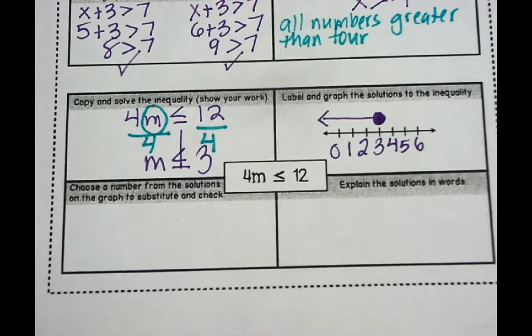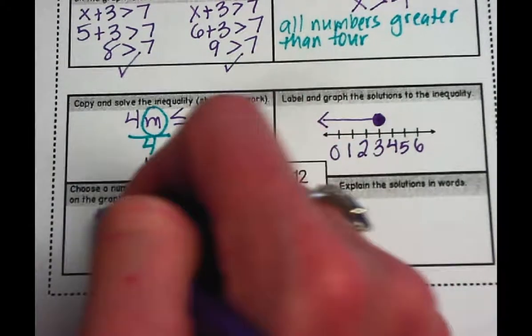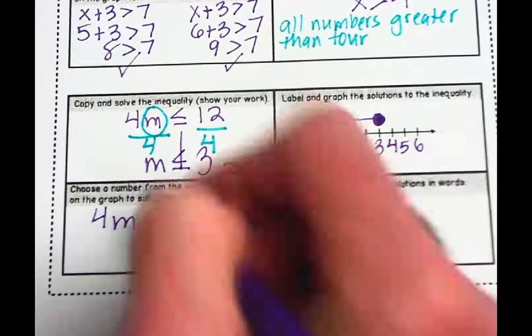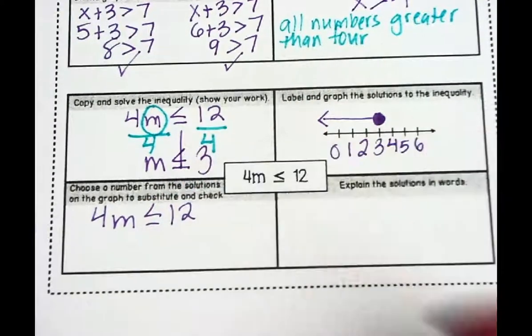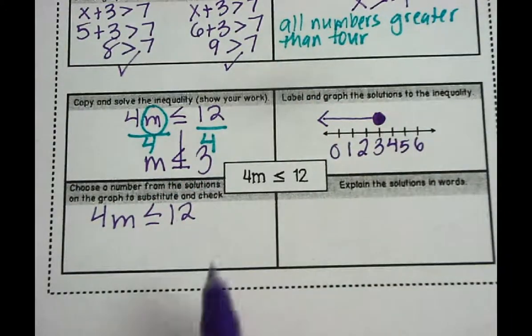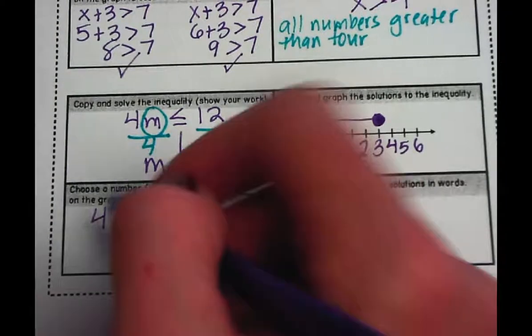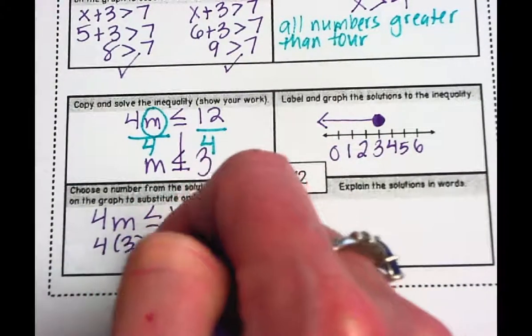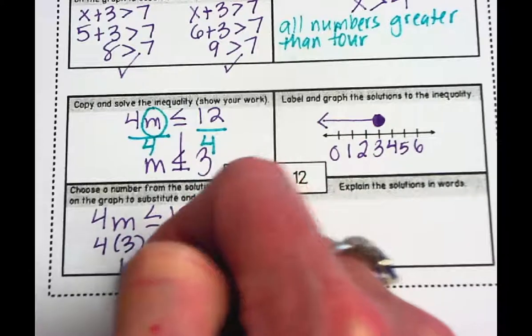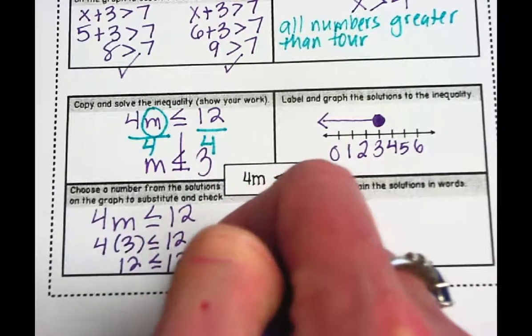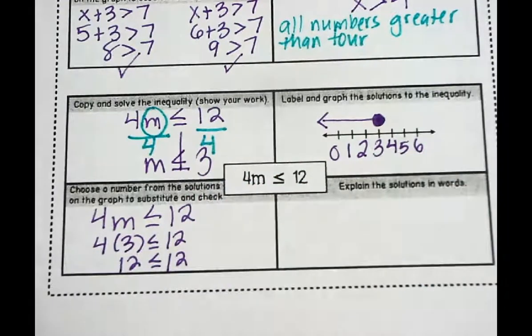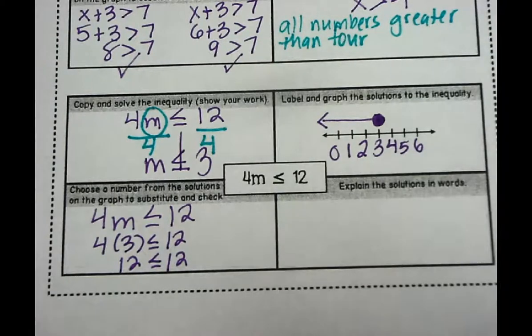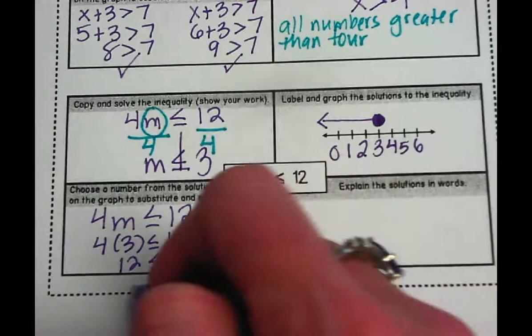So we can choose our solutions. 4m is less than or equal to 12. I'm going to plug in 3. 4 times 3 less than or equal to 12. Is 12 less than or equal to 12? Is it? Is 12 less than or equal to 12? Yes, so I check it.